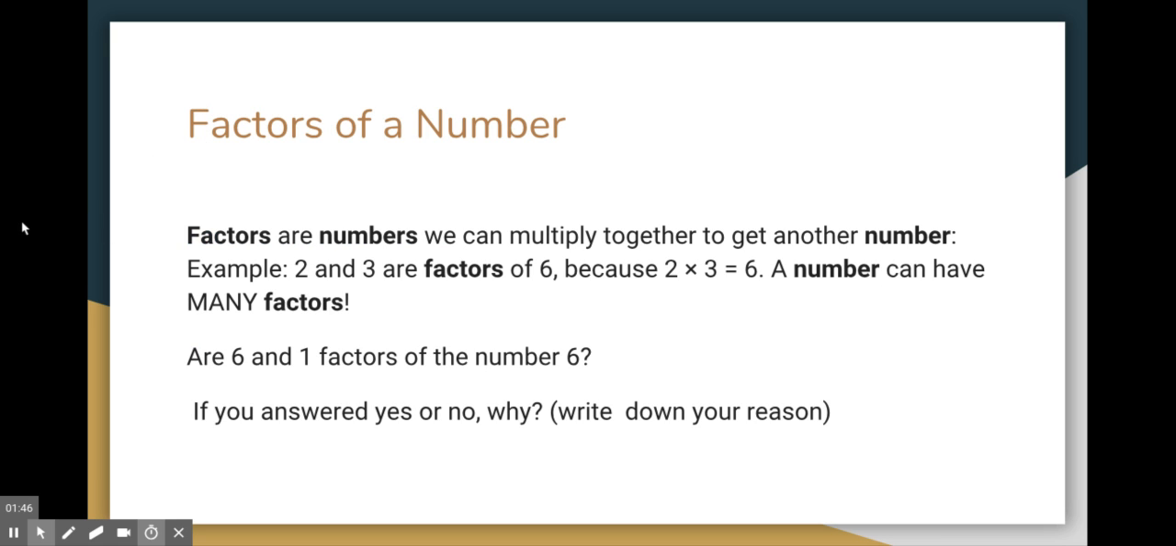So, the factors of a number are numbers that we could multiply together to get that number. For example, the numbers 2 and 3 are factors of the number 6 because 2 times 3 equals 6. A number can have many factors.